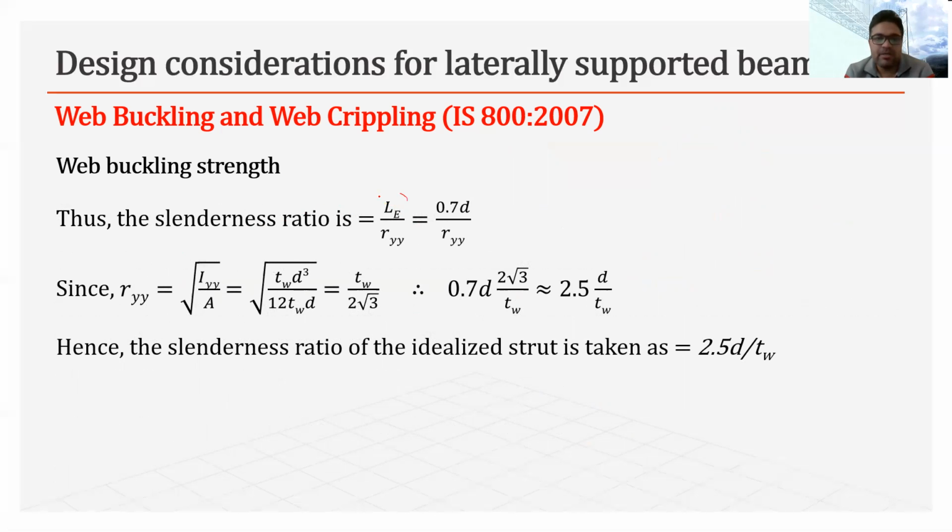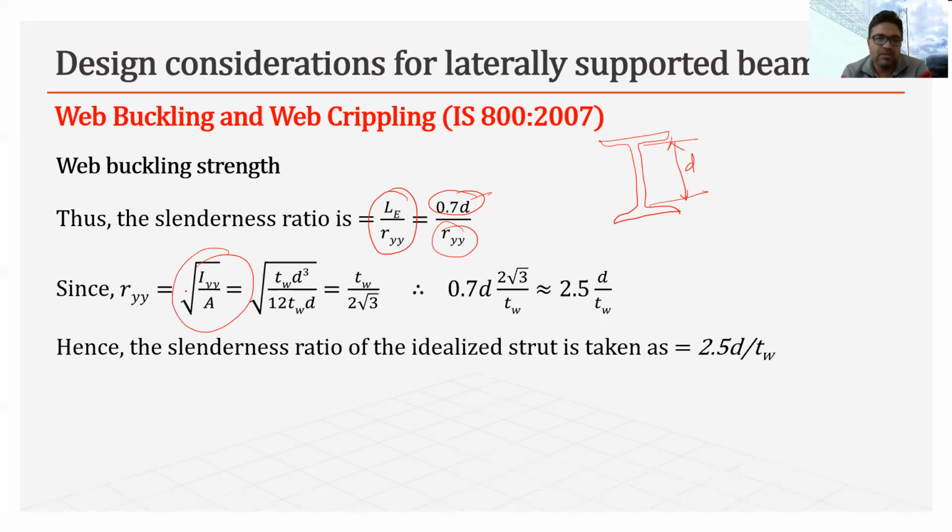So slenderness ratio will be Le by Ryy, and Le, we have just found out that the effective length of web will be taken as 0.7 times D, and Ryy will be the minimum radius of gyration. Well, D is, again I'm showing you, if this is the I section, in that case this will be the D.